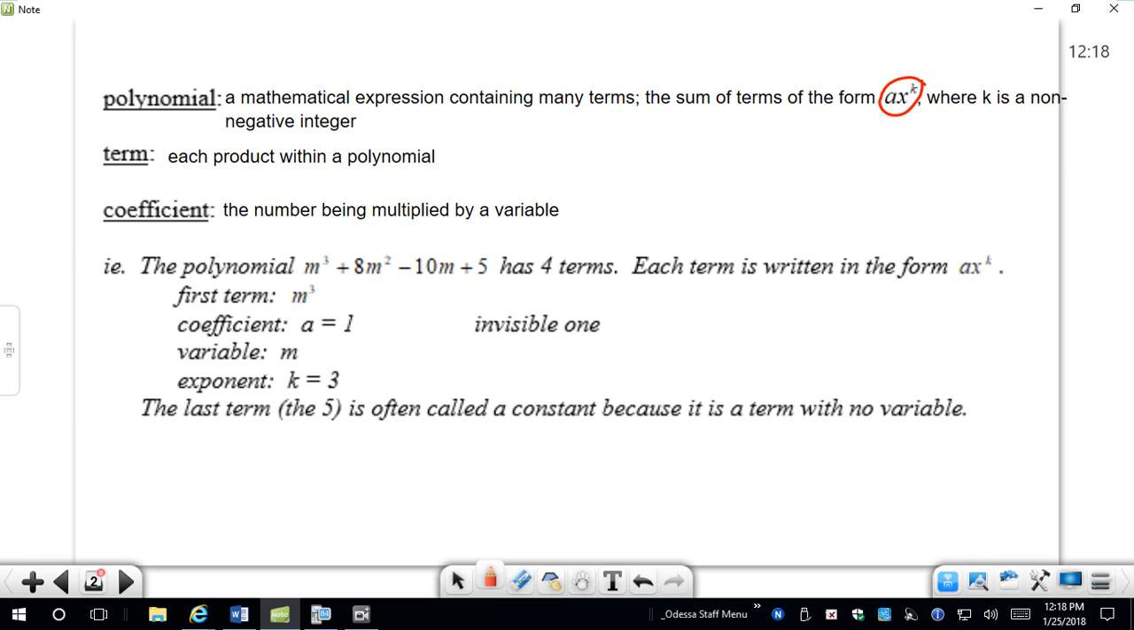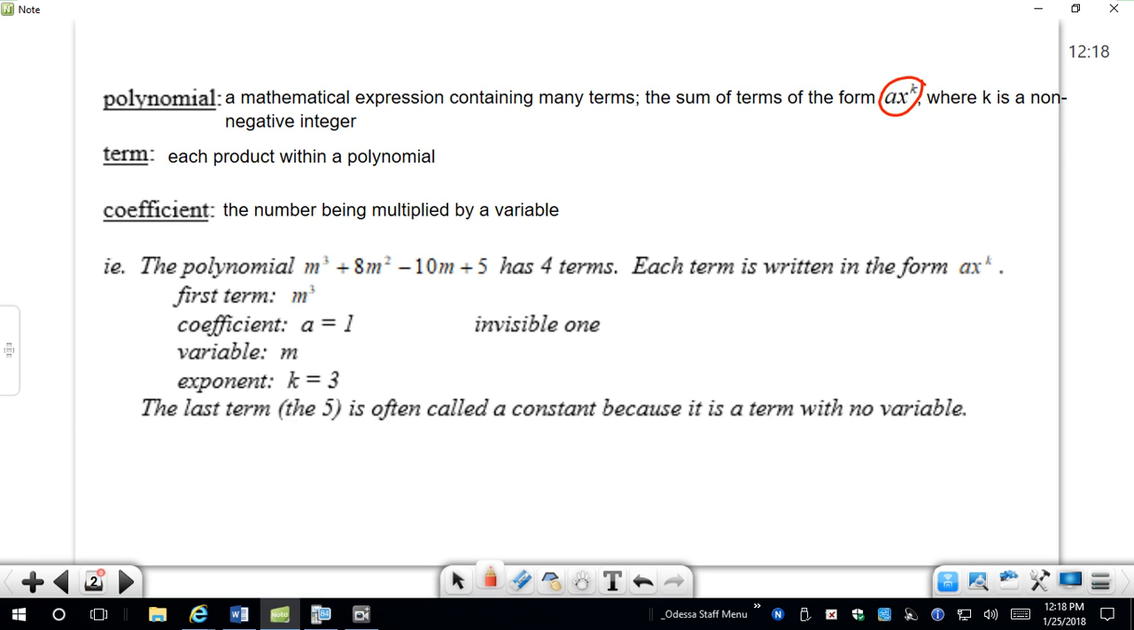Now, it is very important that we understand, and this is the make or break for a polynomial, that k has to be a non-negative integer. So, guys, when we talk about non-negative integers, we're talking about the numbers 0, 1, 2, 3, etc. So k can only be a non-negative integer in order for it to be a polynomial.